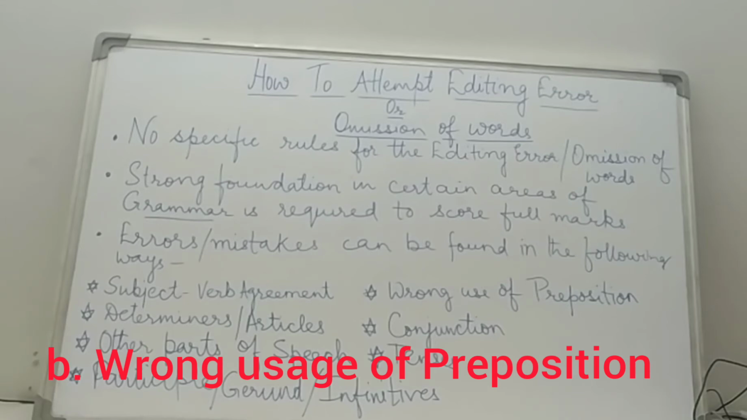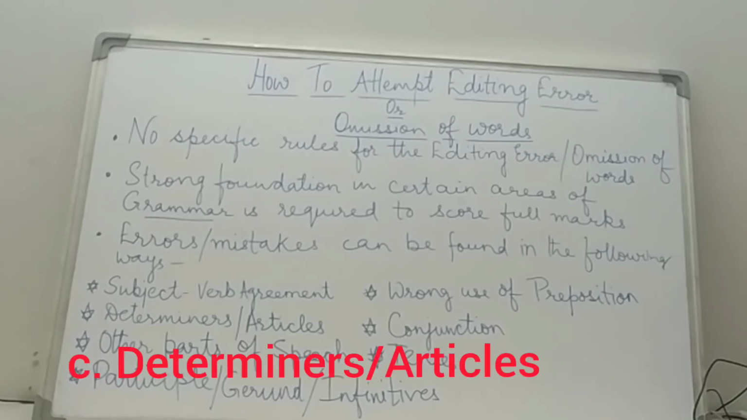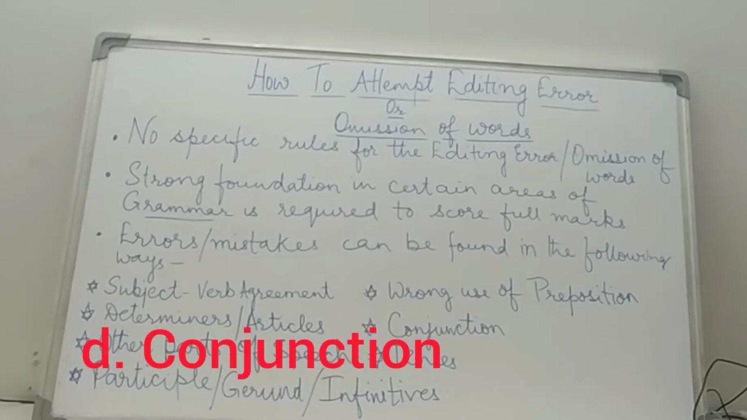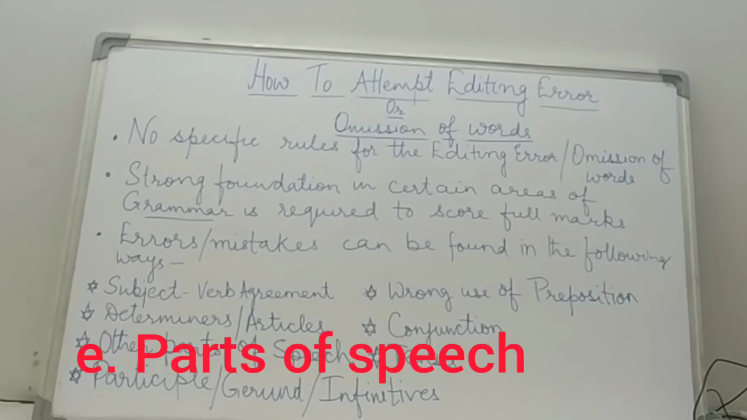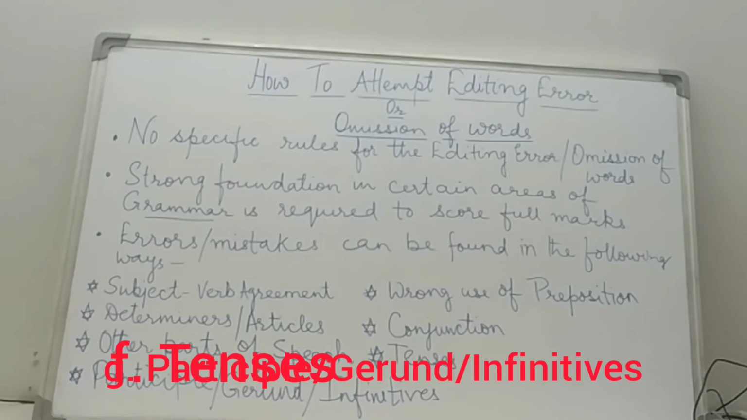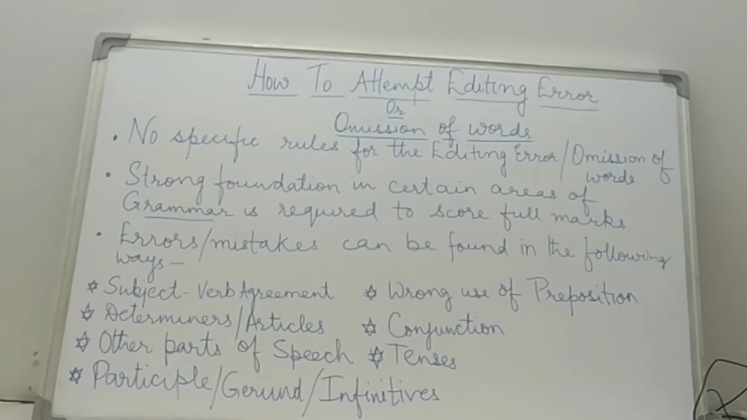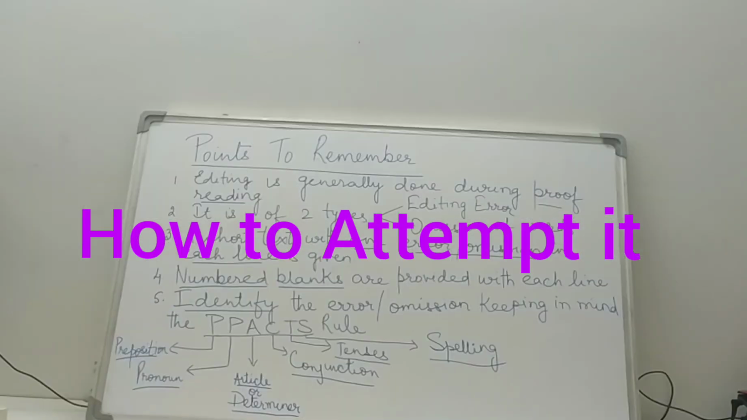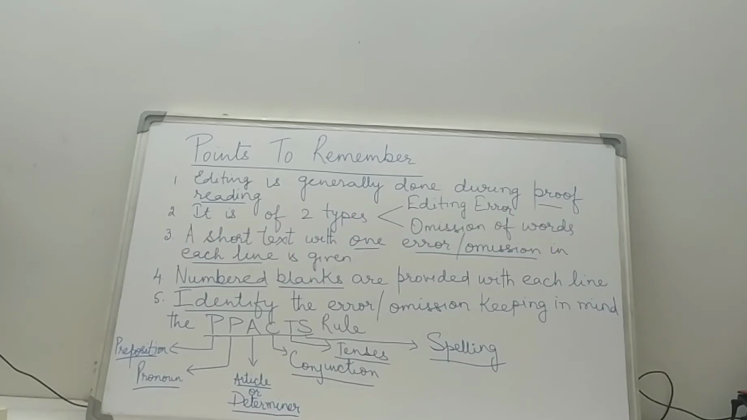First of all, errors can be in the form of subject-verb agreement, wrong usage of preposition, then determiners or articles, conjunction, other parts of speech, tenses, participle, gerund or infinitives. So if a child understands that the errors can be found in these topics, then he can very well do it. Now there are certain points which we need to keep in our mind while doing the editing error.